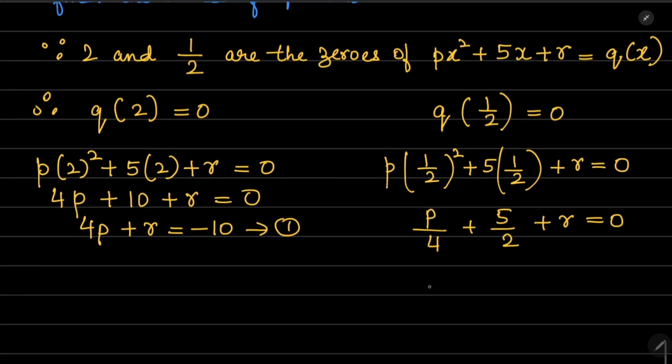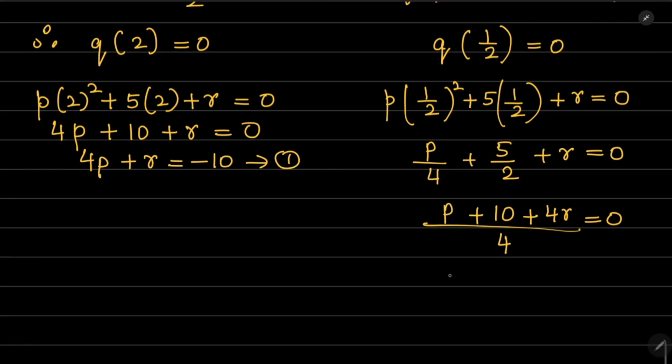Right? Take LCM 4. So what do you have? P plus 10 plus 4r equal to 0. So you have P plus 4R. When you cross multiply, this 4 will go to the right hand side. It will become 0. What you are left with is only P plus 4R plus 10. So I will take 10 to the other side. It becomes minus 10. So this is your equation 2.